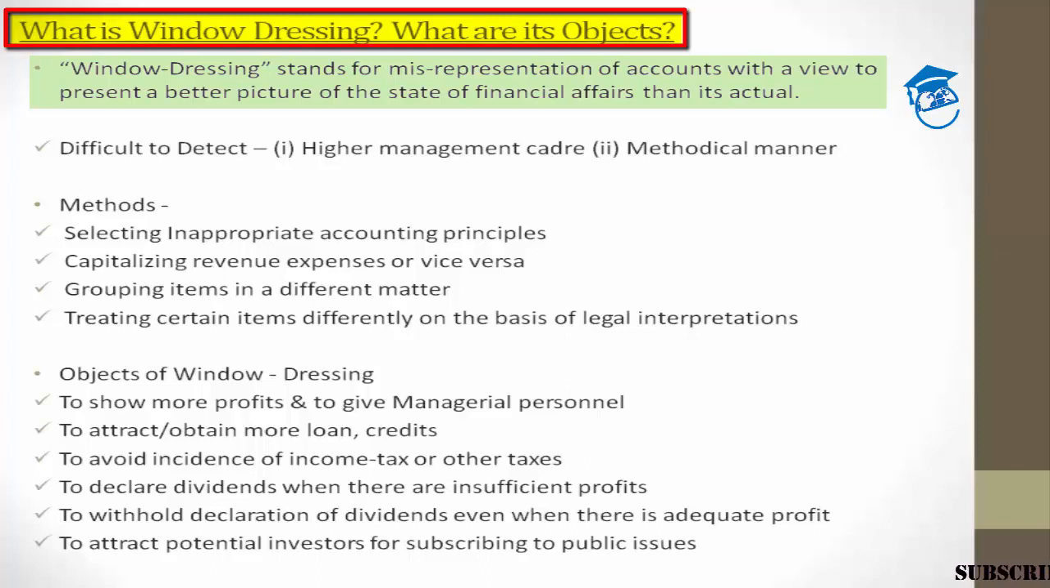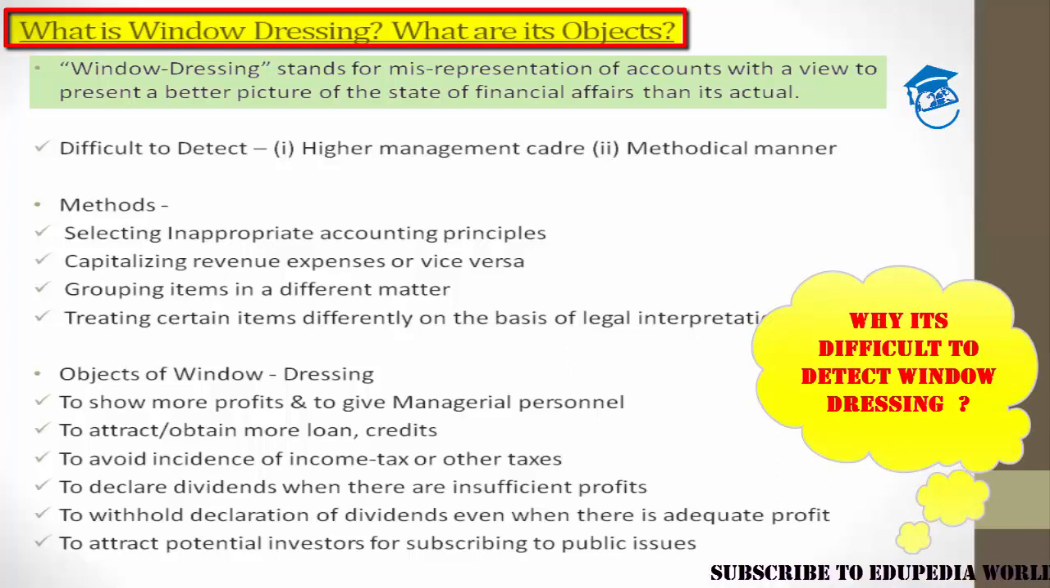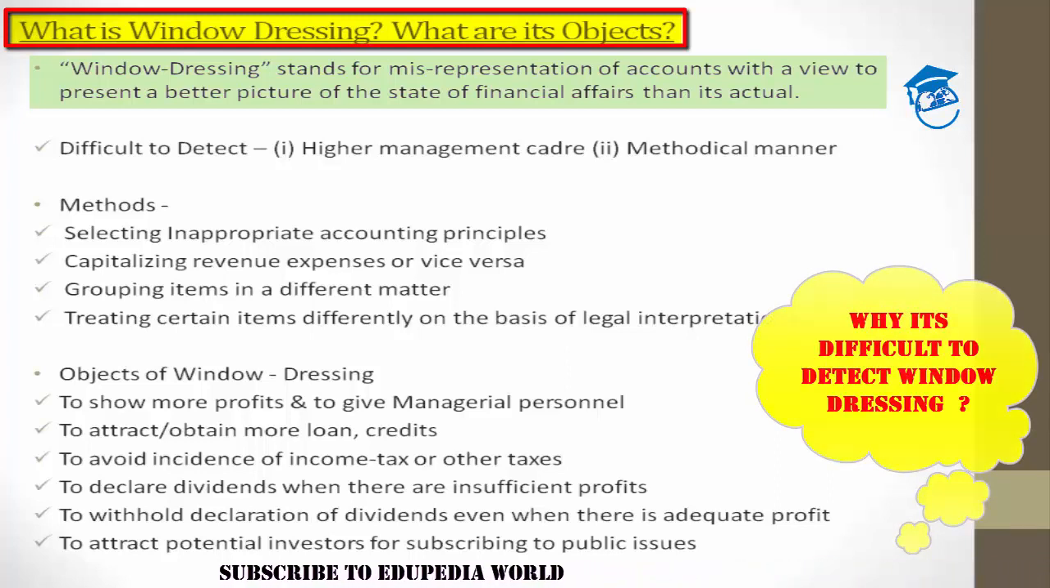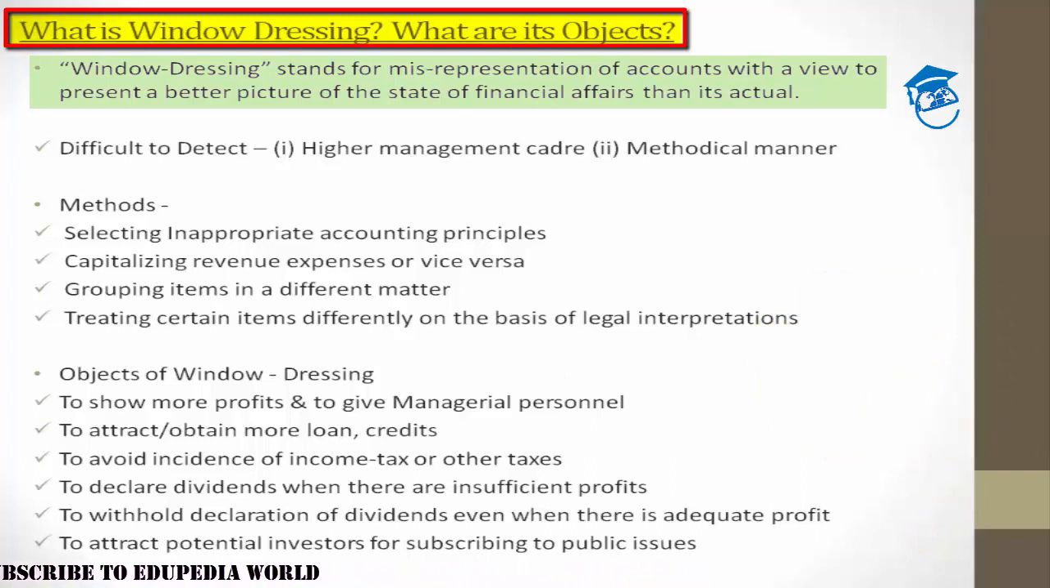And have you ever pondered about this fact why it is very difficult to detect window dressing? Number one, because it's being done with management. It is generally the persons who are involved in the higher management cadre who are associated with this manipulation. Okay, so it's very difficult. Why? Because they have actually laid a very carefully schemed plan. So usually it's very difficult to investigate and detect because the higher management cadre is involved in that.